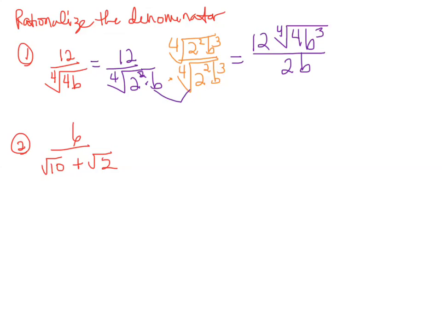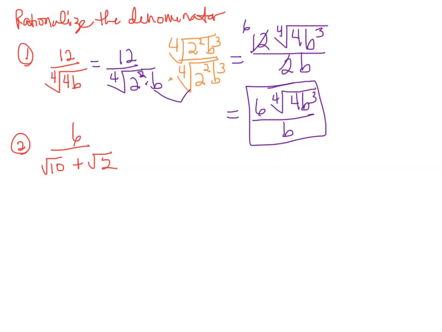Now the denominator, remember I created the smallest set of 4 that I could, so I had 2 to the fourth, b to the fourth, all under a fourth root. So that just became 2b. Finally, we can see that 12 and 2 can divide out to give me a 6 in the numerator. So I'll have 6 times the fourth root of 4b cubed, and in the denominator I just have b.